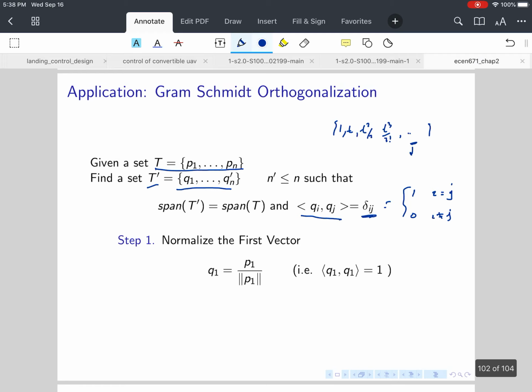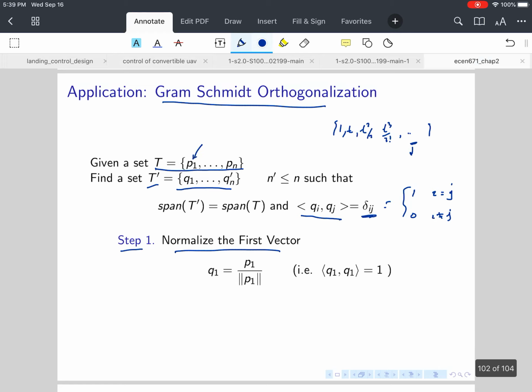Okay, so in other words, how do we orthonormalize this set? And there's a nice algorithm for doing this that works for any finite set of vectors. It's called Gram Schmidt orthogonalization. So I'm going to describe the process that you go through to orthonormalize this set. The first thing you do, step 1, is to normalize the first vector.